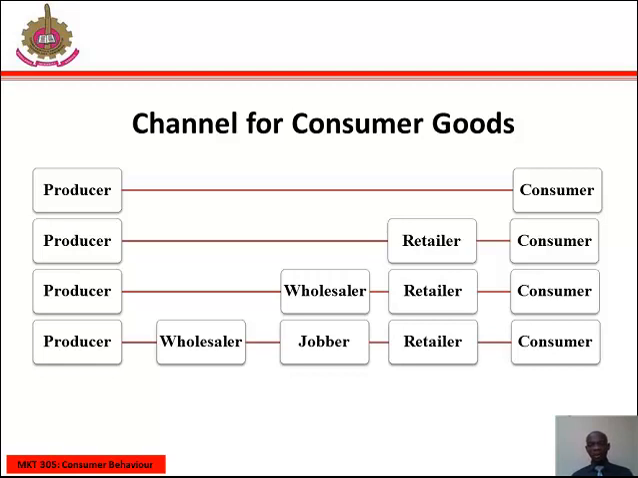Let's talk about the fourth one, which is from the producer to the wholesaler, to the jobber, to the retailer, and to the final consumer. The producer chooses to use agents, which are also known as jobbers, to assist wholesalers in marketing its goods. The use of jobbers can be attributed to their specialized experience. Let's move on.